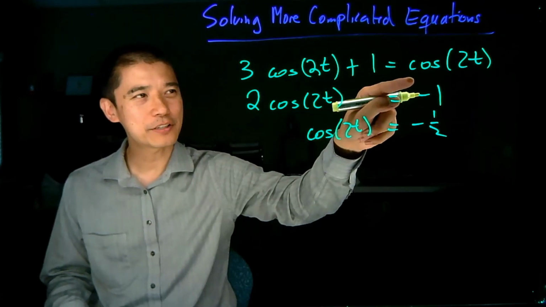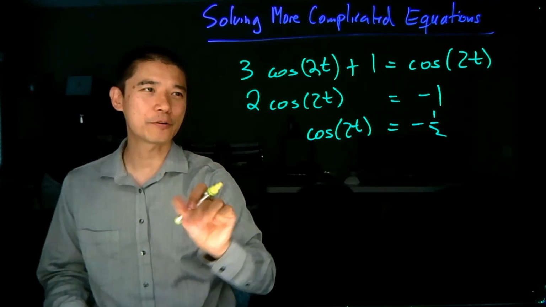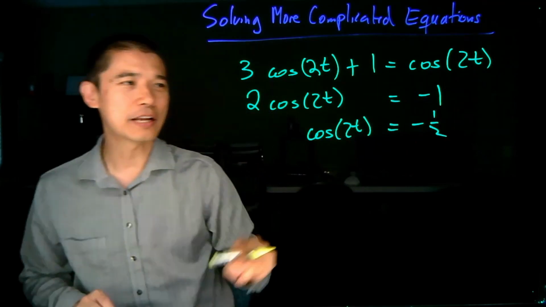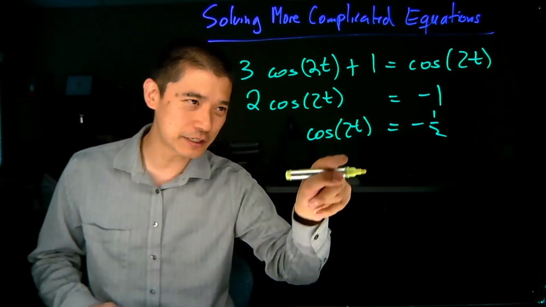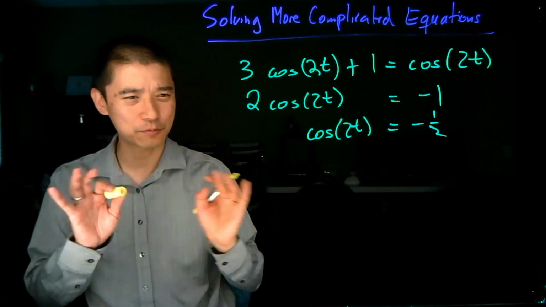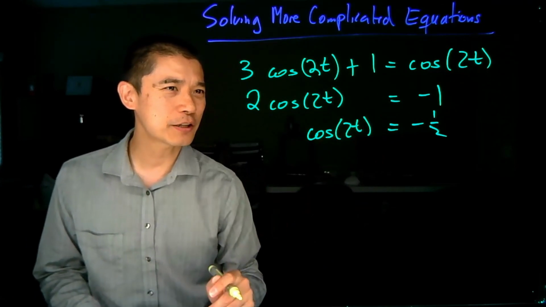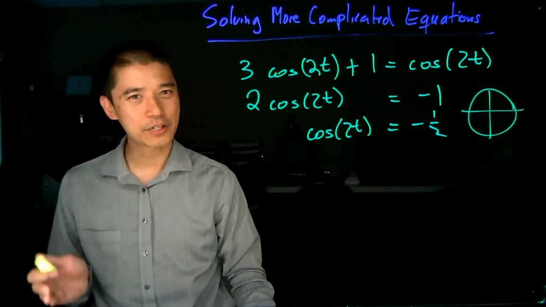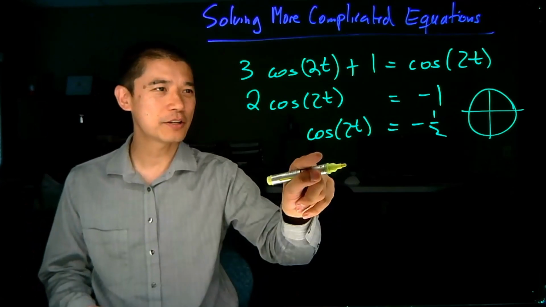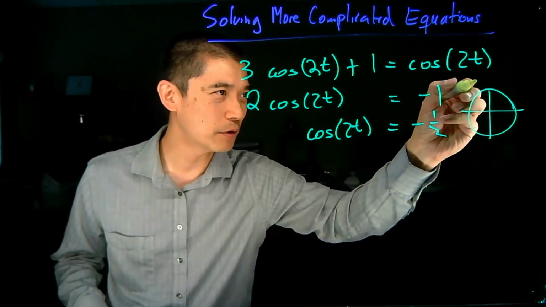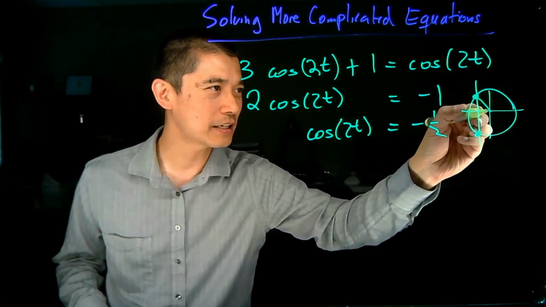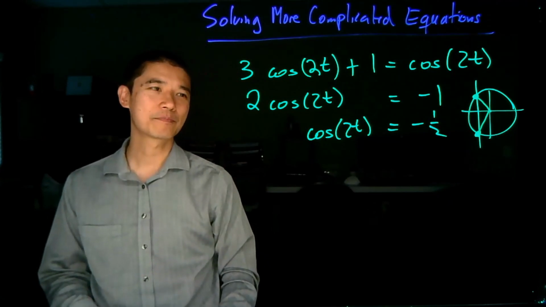Being able to understand that we're isolating the entire trig term and then using that to get to something that looks familiar. Now this form right here is familiar with the exception of this 2t in the parentheses. We'll deal with that in a moment. But let's take a look at the picture. We have our unit circle. Cosine is the x-coordinate. The x-coordinate is -1/2, so that's going to be this. We're expecting solutions in the second and third quadrant.